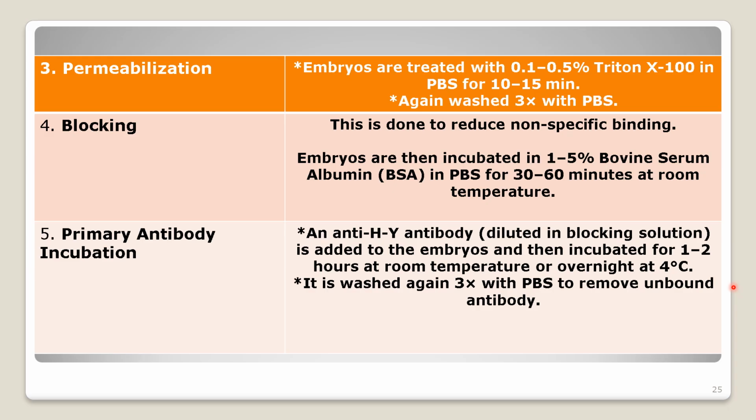Then there's primary antibody incubation. During this process, an anti-H-Y antibody is added to the embryo and then incubated for 1 to 2 hours at room temperature, or overnight at 4 degrees. It is again washed thrice with PBS in order to remove any unbound antibody.